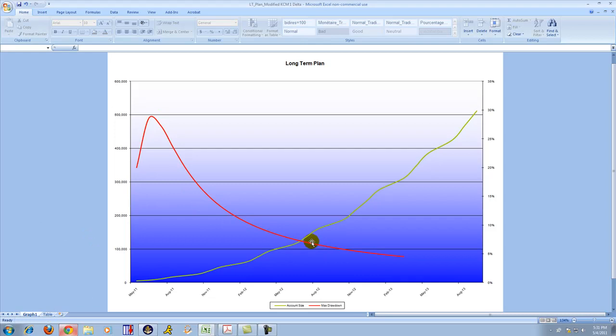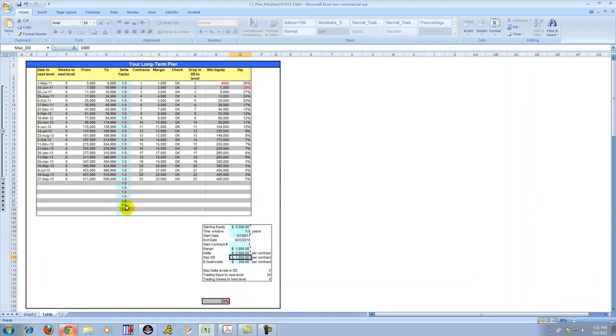Obviously, the more money you have to start with, the better off you are on any particular trading strategy, right? It's easier to make $10,000 on $1 million than it is to make it on 100,000, or to try to make 10,000 off of 10,000, right? So it's always easier to make the $10,000 the more money that you have. That's just common sense, right?